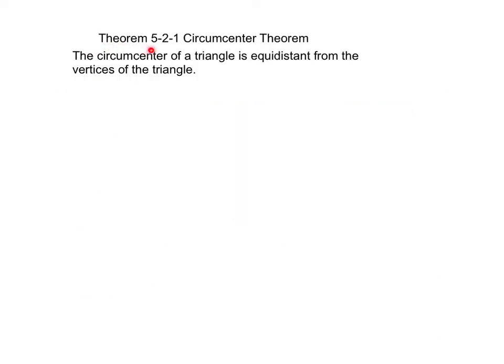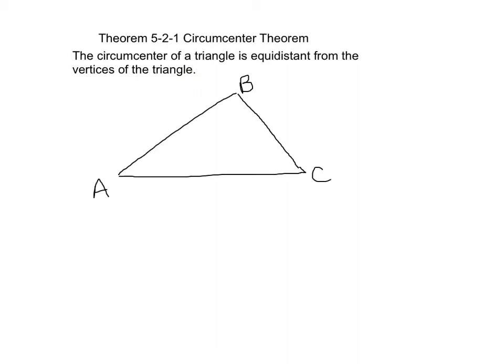Theorem 5-2-1, which is called the Circumcenter Theorem, says that the circumcenter of a triangle is equidistant from the vertices of the triangle. So let's go ahead and look in a diagram what that looks like. Now we have a triangle A, B, C, and we need the circumcenter. Remember, the circumcenter deals with the perpendicular bisectors. So drawing in our perpendicular bisectors, again, I apologize if I'm off slightly.